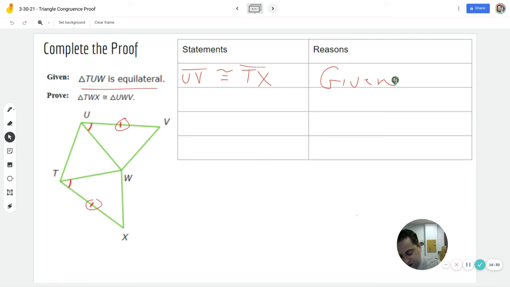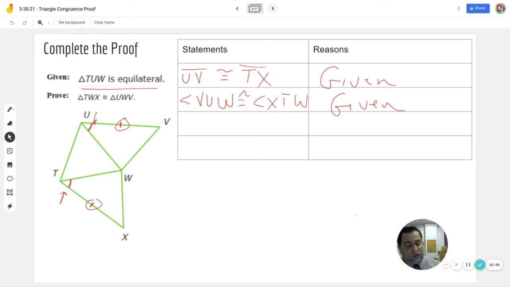I also have some angles here. So I have this angle and I have this angle, right? So angle VUW is congruent to angle XTW, and that's also given.